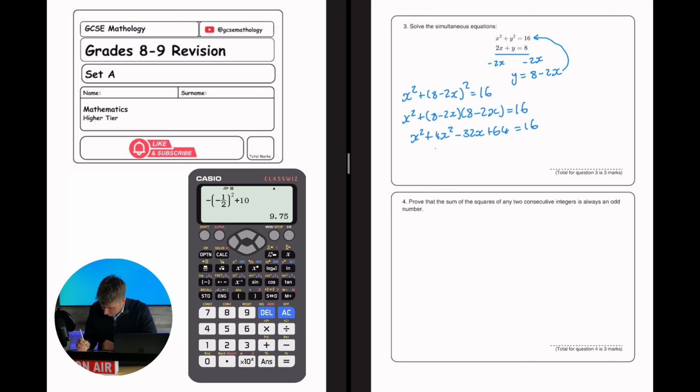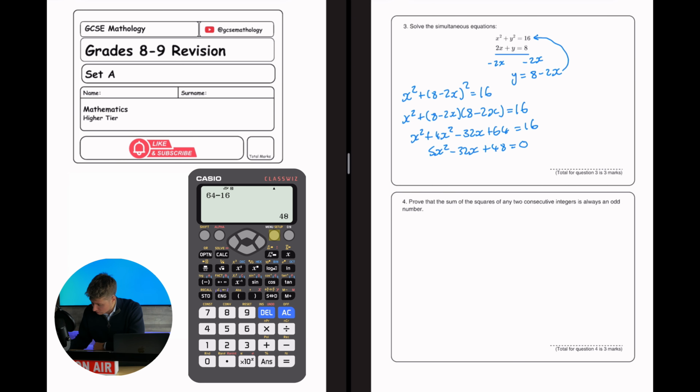So x squared plus 4x squared is 5x squared. Then we've got minus 32x, and then 64 subtract 16 is equal to 48. So plus 48, and this is equal to 0. So now we're in a position where we can solve the equation for x.